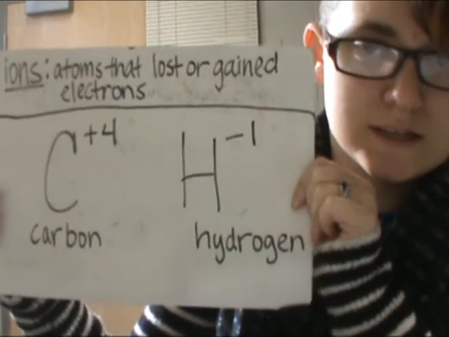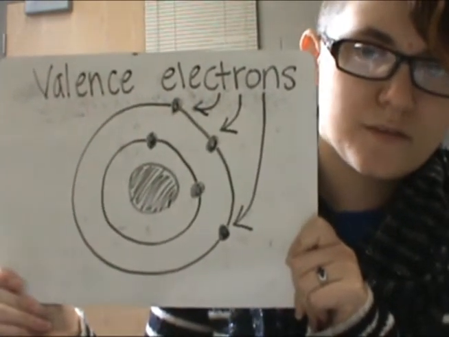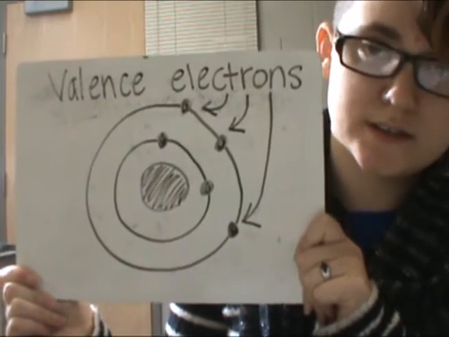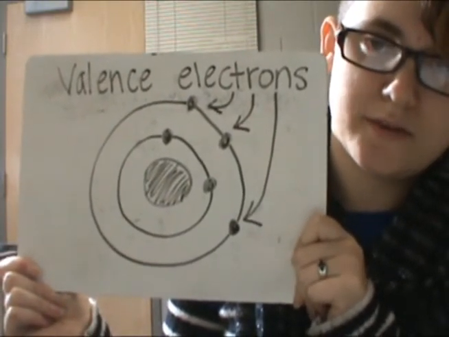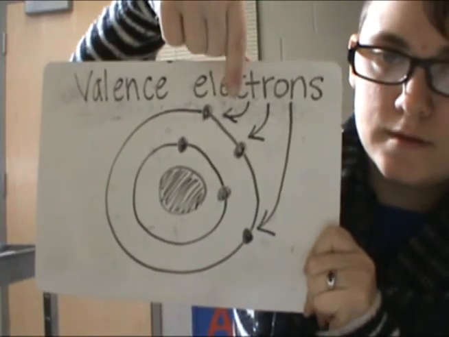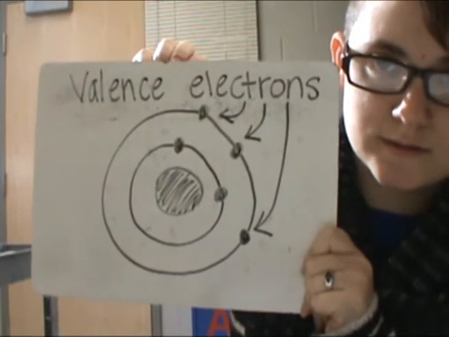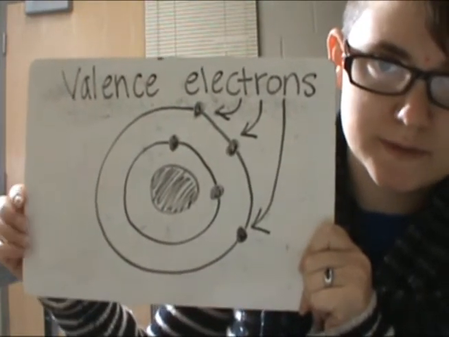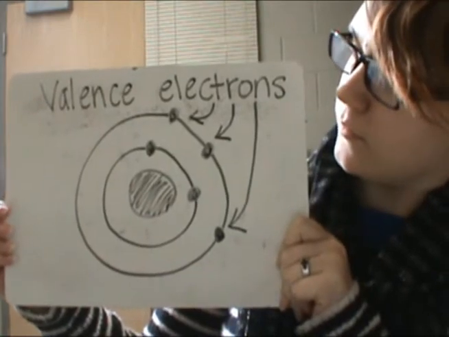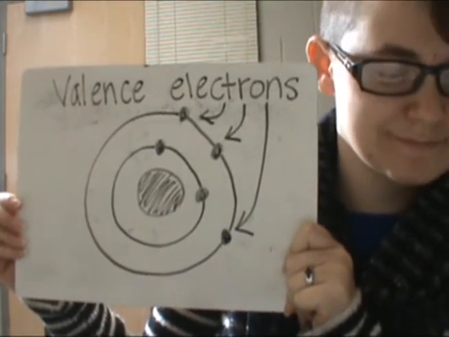The charges are related to valence electrons. Valence electrons are the electrons on the outermost orbital of the atom. In this example, these 3. The 2 on the inside are not valence electrons because they can't be shared between atoms. Bonus points if you can figure out which element this is.